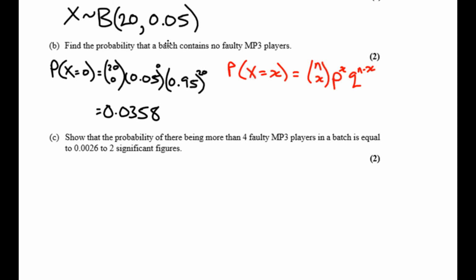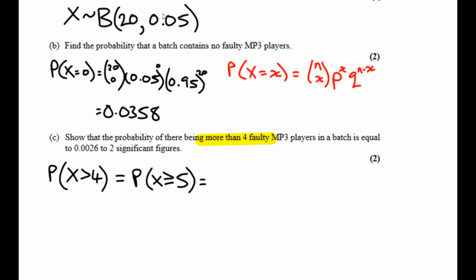Just quickly in the question, we're looking for more than 4 faulty MP3 players. So the probability that x is greater than 4, be careful it did not include 4, equals the probability that x is greater than or equal to 5, which we can calculate. So our tables and our calculators are not set up for greater than or equal to statements, they're set up for less than or equal to statements. And we know this is the same as 1 minus the probability x is less than or equal to 4.